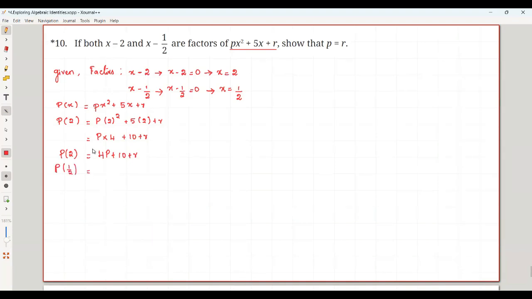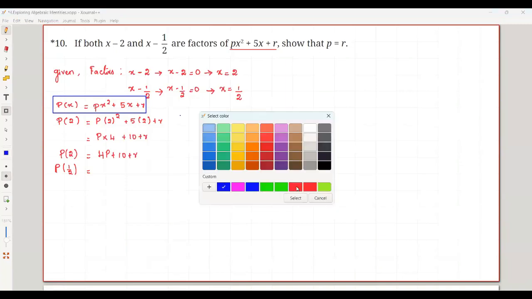So P of 1 by 2 means wherever x is there, we have to replace with 1 by 2. Okay, actually this is the general formula. We'll just highlight this. This is our P of x. In the P of x, we have to replace the values.